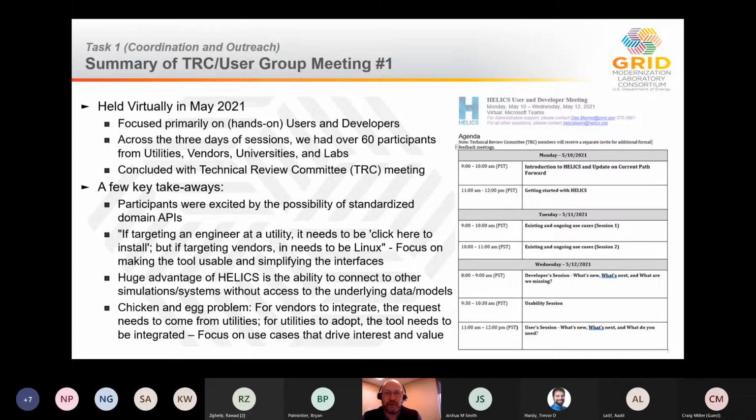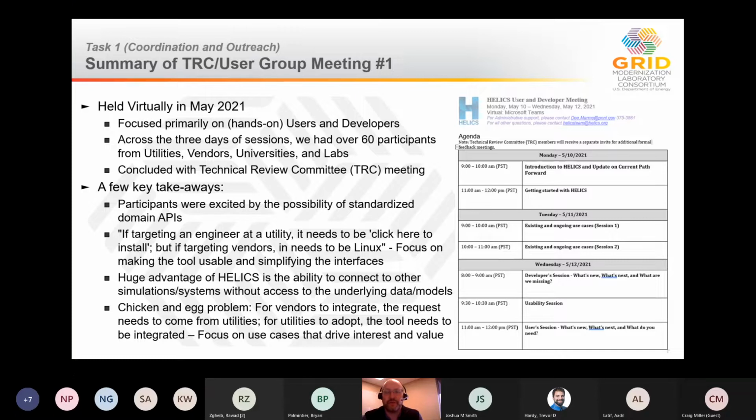The takeaways there: there was a lot of excitement around standardized domain APIs, which would allow us to basically transfer information at, say, a distribution solver A or B. They basically look the same to a transmission solver once you get into the system itself. And so that's a way to help more quickly integrate new tools.